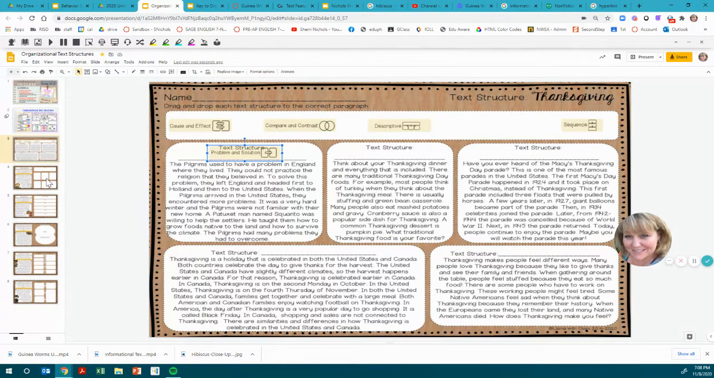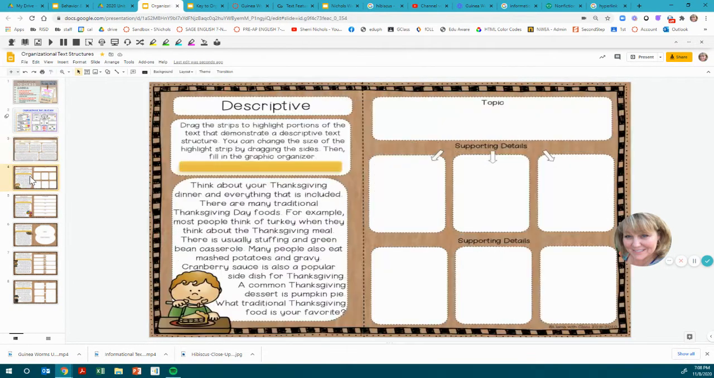And I can tell you that you have a unit test coming up that has these sorts of problems in it, and you have to be able to find the different types of organizational text structures, and then you have to identify them and see what the author is talking about. Now, if we look at this one, we have a descriptive text. And this is drag the strips to the highlight portion of the text that demonstrate a descriptive text structure. You can change the size of the highlight strip by dragging the sizes, then fill in the graphic organizer.